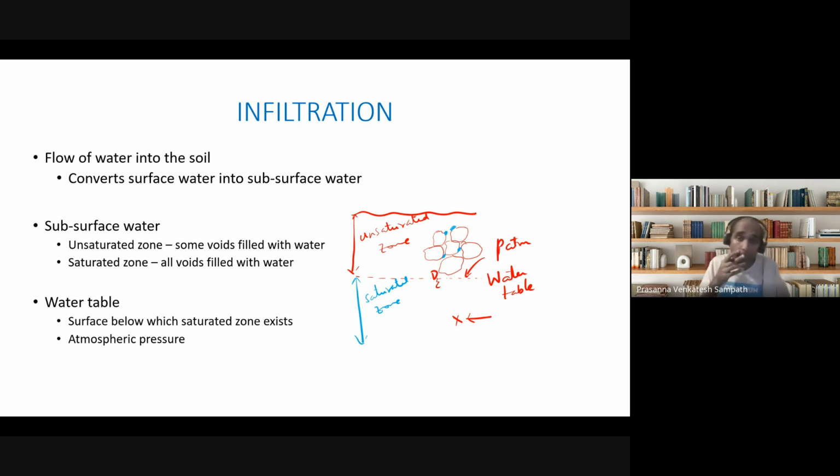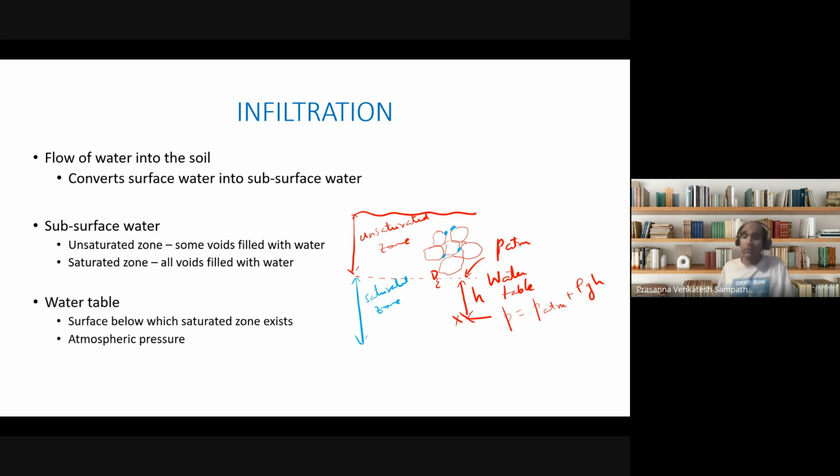So if you pick a point below the water table, the pressure will be greater than atmospheric pressure. By how much? Depends on the height. If this point is at a height of h below the water table, the pressure there will be P atmospheric plus rho g h. You're already familiar with this. It's the hydrostatic pressure distribution.